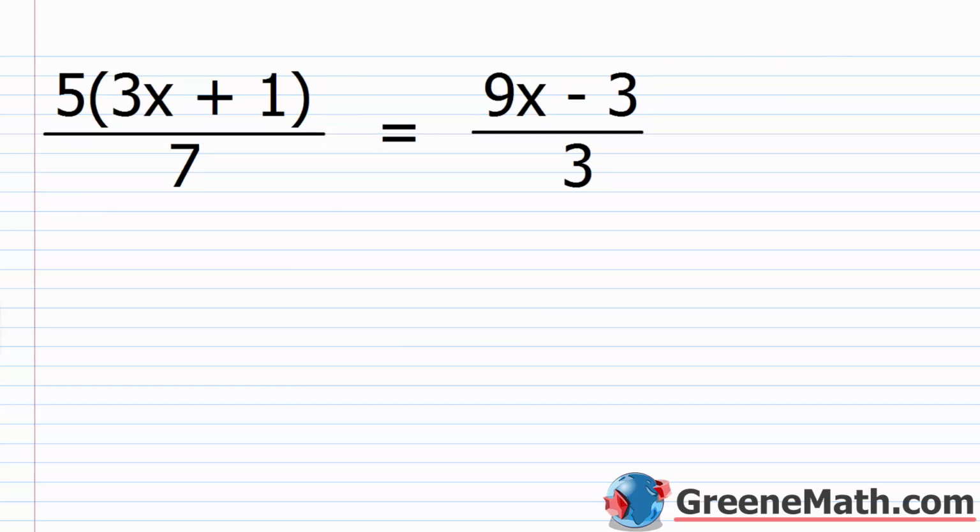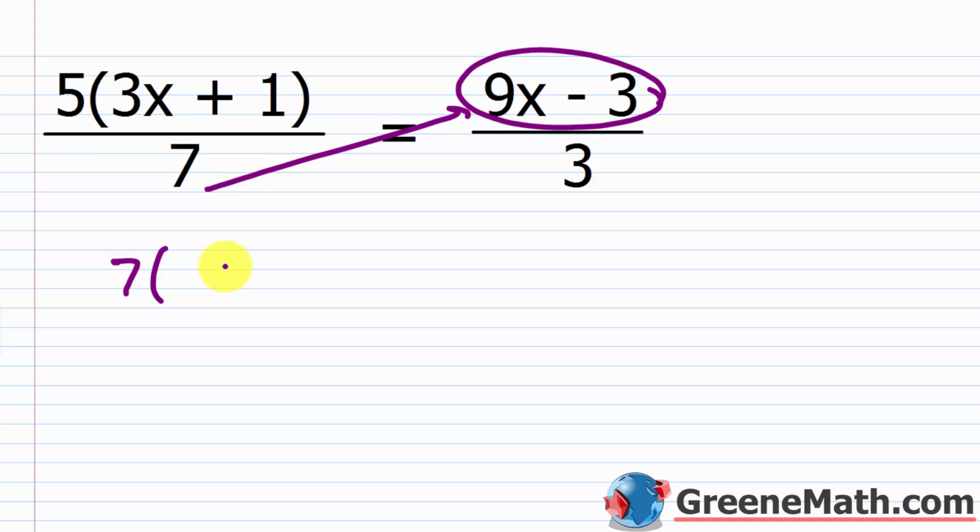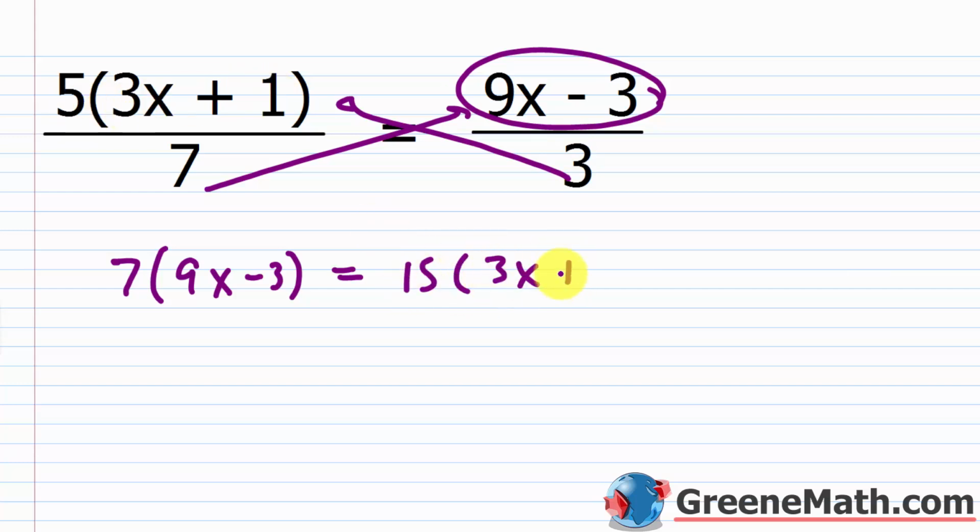So we have 5 times the quantity 3x plus 1 over 7 is equal to 9x minus 3 over 3. So again, I'm just going to set this up by cross multiplying. So 7 multiplies the quantity 9x minus 3. So 7 times the quantity, again in parentheses, 9x minus 3, is equal to 3 multiplies. In this case, it's easier just to multiply the 3 by the 5 first. So 3 times 5 is 15, and then times this whole quantity, 3x plus 1.